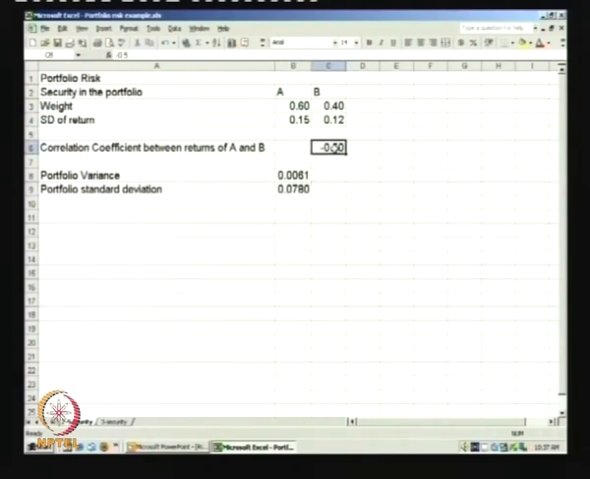Similarly, the weights of the assets in the portfolio, the individual assets' risk, and the relation between the returns of 2 different assets determine the portfolio risk. So, this is the way we covered how to calculate the risk of the portfolio. Thank you.